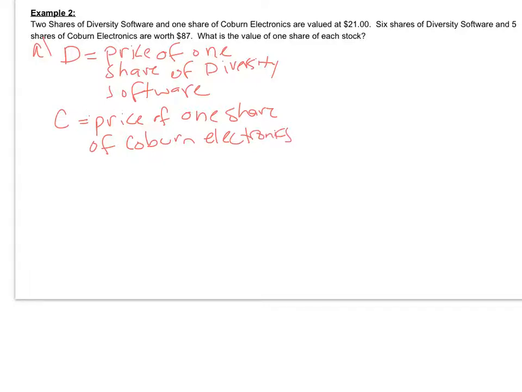Then what we have to do is write out our equations. So if we look at it, 2 shares of Diversity and 1 share of Coburn Electronics are valued at $21. So we can write an equation for that. 2 shares of Diversity would be 2 times D, plus 1 share of Coburn Electronics is 1 times C, and that's equal to $21. In the second sentence, it says 6 shares of Diversity Software and 5 shares of Coburn Electronics are $87. So we can write 6D plus 5C equals $87.